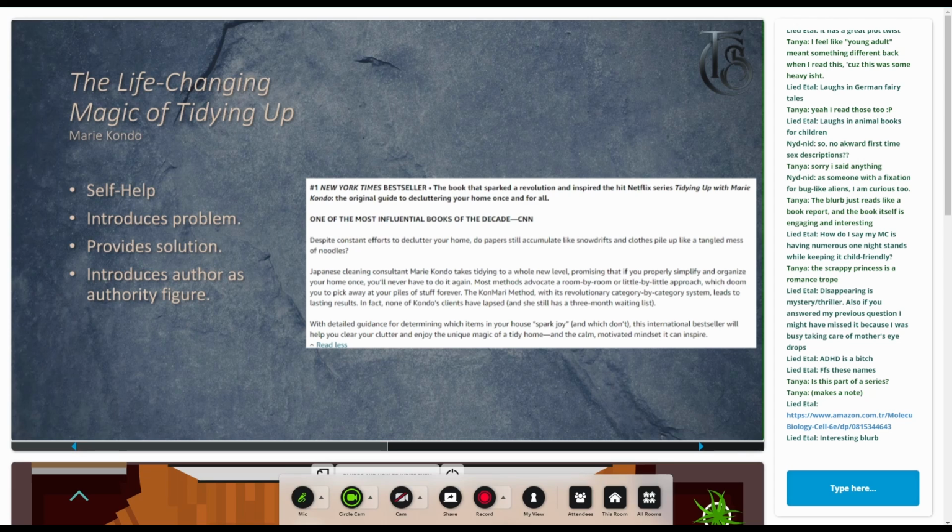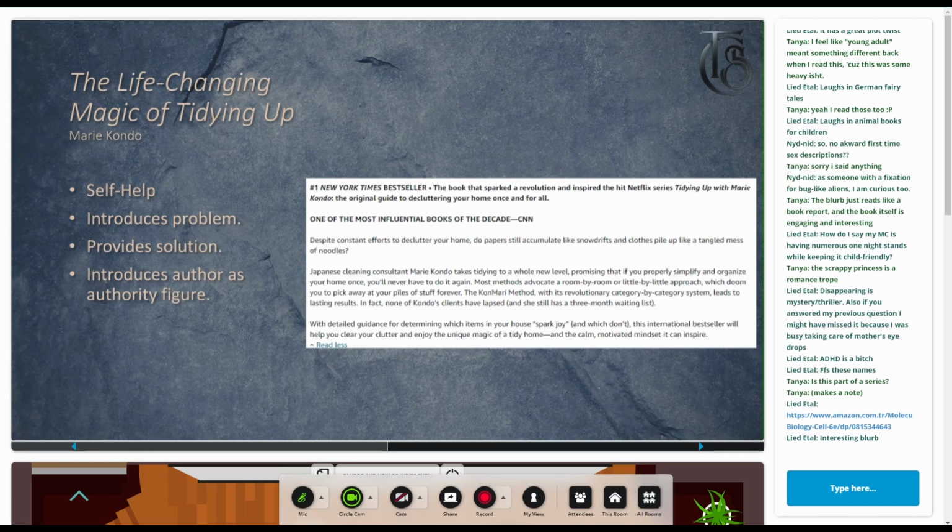It introduces the problem. The first line of this blurb, again, we're looking at nonfiction here, introduces a problem. The next paragraph provides the solution, and this introduces the author as an authority figure, talks about her waiting list, about the fact that she is a consultant, and it talks about how she's really done very well, implied by those reviews. And she's not wrong. I really love this book.